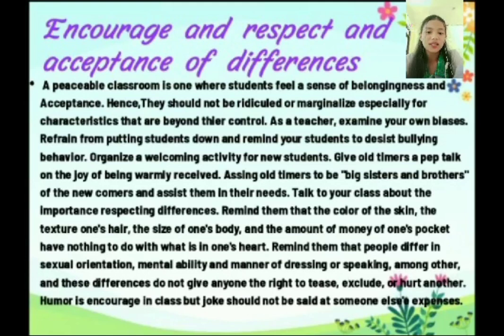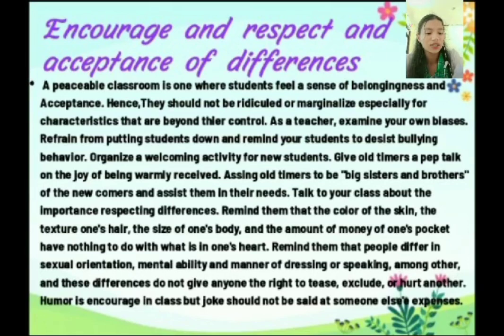This will be the continuation of the report on chapter 13. Next is encourage respect for and acceptance of differences. This is one of the common yet painful issues, right? The fact is that people tend to make fun of differences. So in order to create a peaceable classroom where the students feel a sense of belonging and acceptance, we have to set aside our differences. I repeat, where the students feel a sense of belonging and acceptance, we have to set aside our differences.